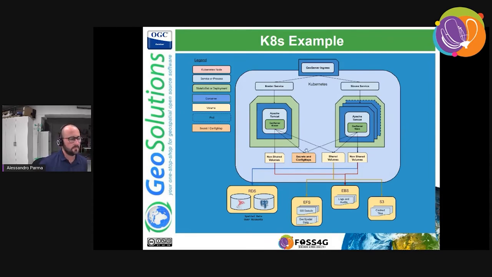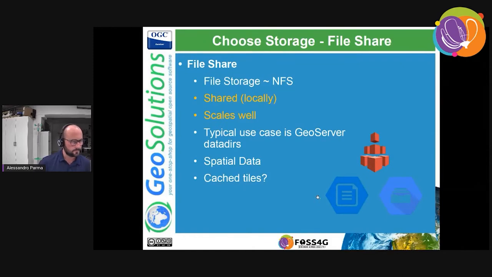Here's a small diagram of a GeoServer cluster deployed in EKS, the Kubernetes service offered by AWS. It's a typical layout of how you could do it and the kind of storage that you can use for each one of the components we were talking about before. File share, which is basically an NFS, you could use for spatial data, to share spatial data between the instances, and you can think about using it for cache tiles, for instance. It has a couple of advantages. Of course, it's a shared file system, so all of the instances distributed across the nodes can use it, and it scales pretty well.